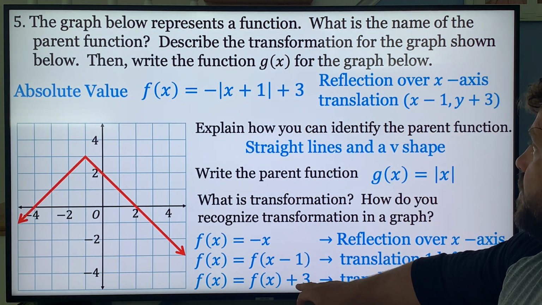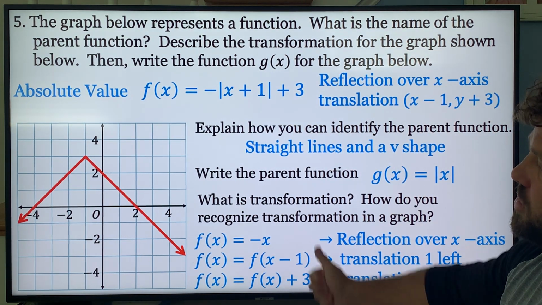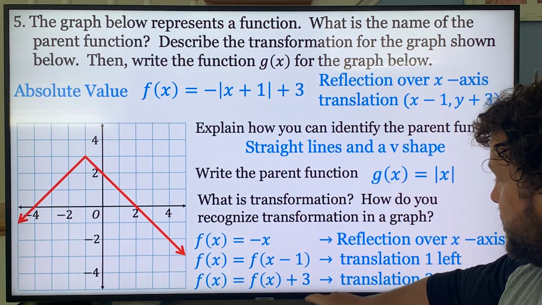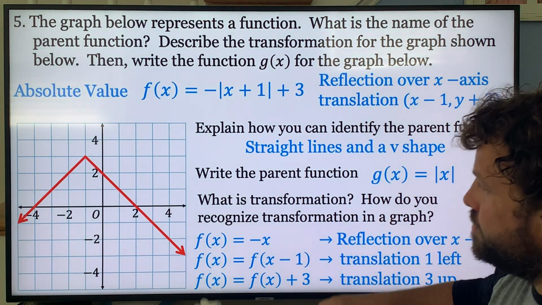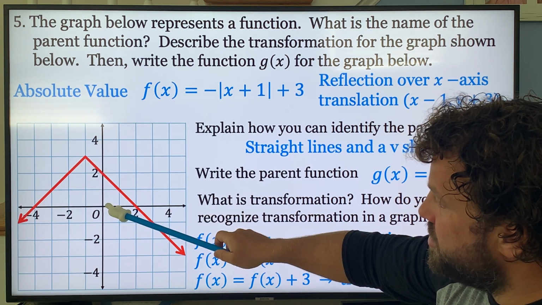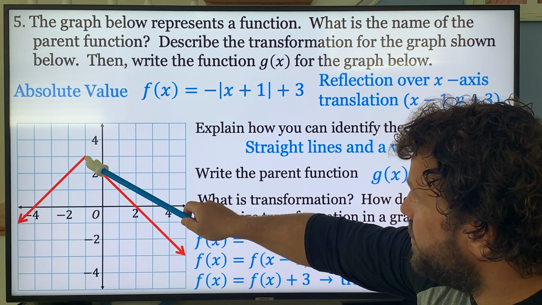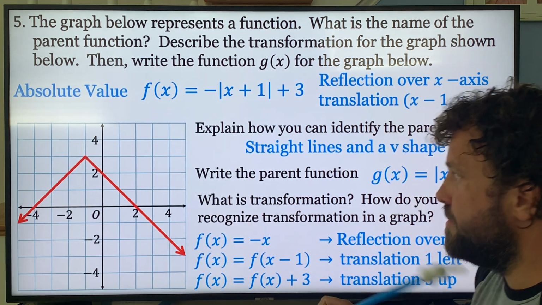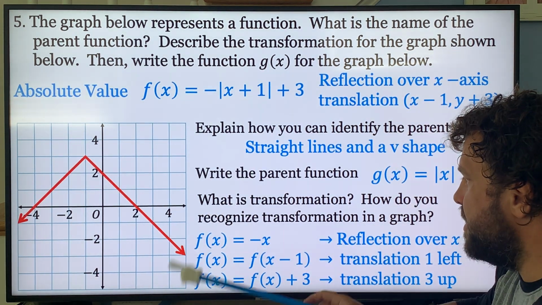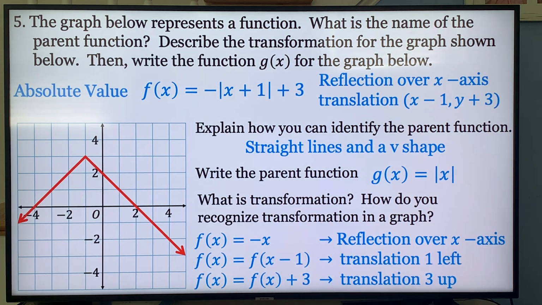Okay? You're adding a 3 at the end. That means that's your vertical translation. So you're moving 3 units up, because you start at 0. So the plus 1 moves it 1 left. The plus 3 in the end moves it up 3. And the negative flips your v upside down. And there you go. This is a flipped v. Right?